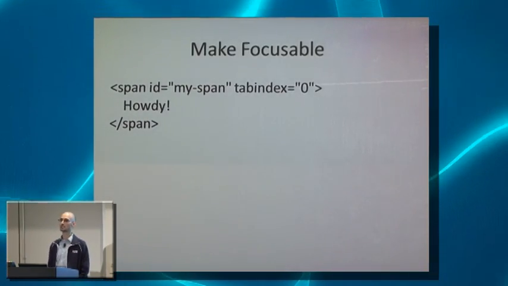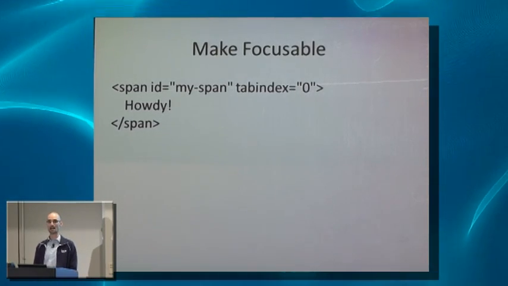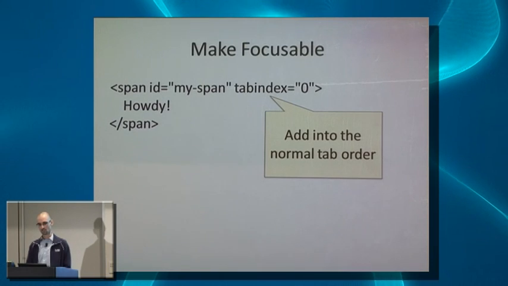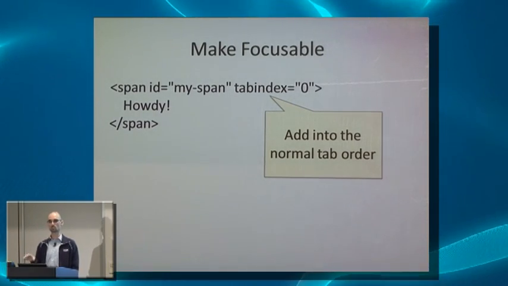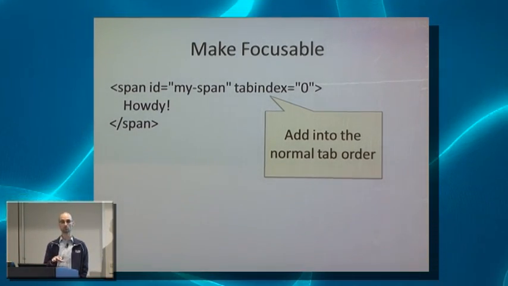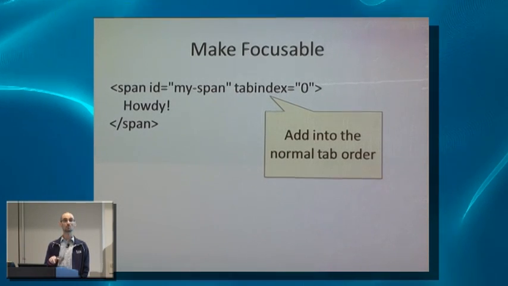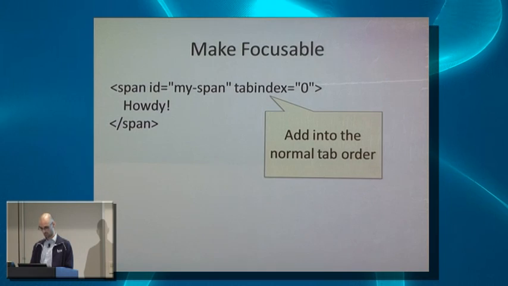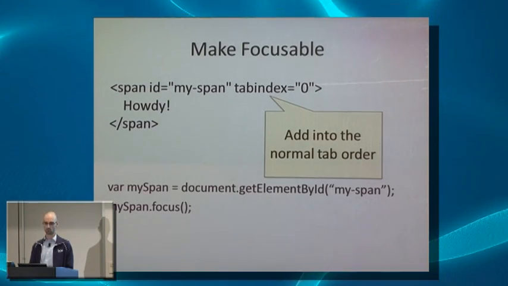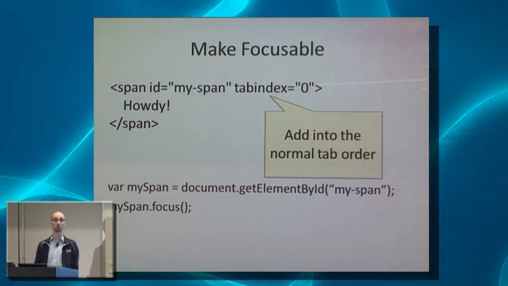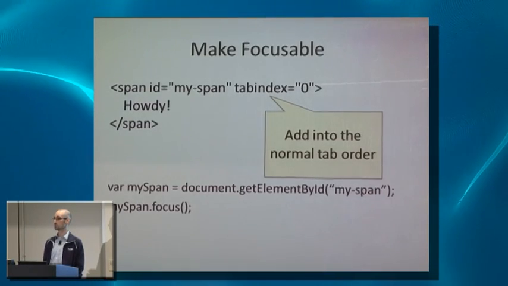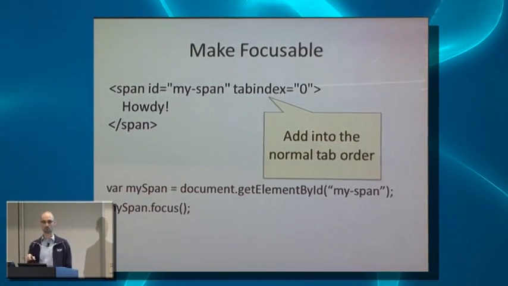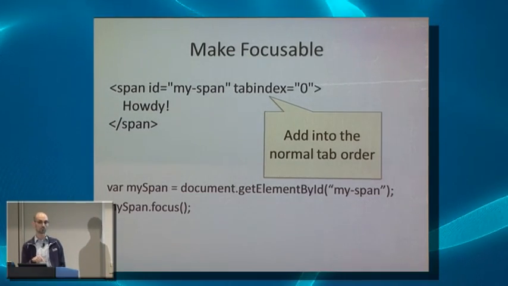Now, you can make things focusable by adding a tabindex attribute. Tabindex 0 inserts that element into the normal tab order. So you can tab to it just like a link or a button or anything else. And you can also set focus to it, whereas before you couldn't. So spans, you can call focus on it initially, but it won't actually set focus unless you set a tabindex on it.